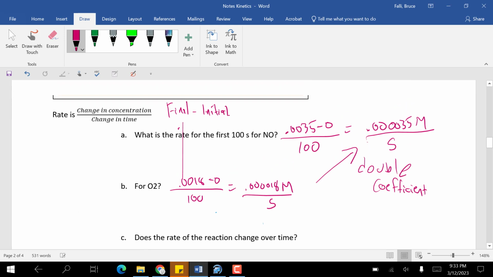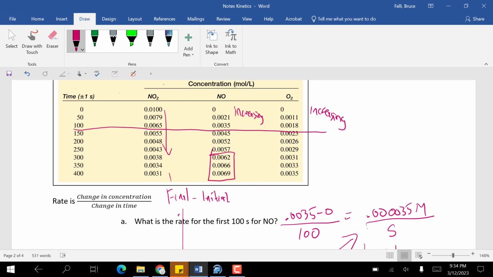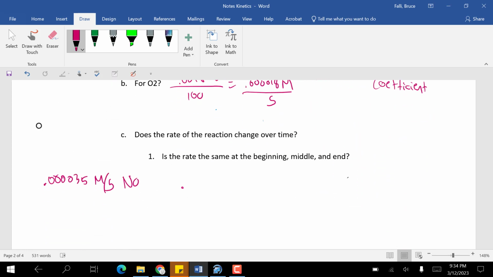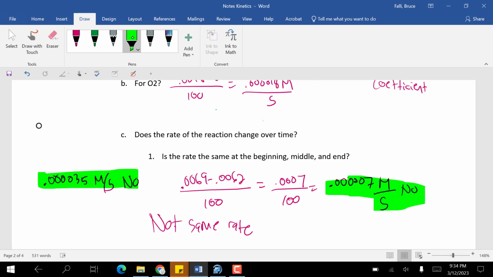So I'm going to check the last 100 seconds. So from 300 to 400, it went from, remember, it's final minus initial, 0.0069 minus 0.0062 over 100. So that's 0.0007 divided by 100. So that's 0.000007 mole per second. NO. Notice it's not the same. Sometimes you're generous with your rounding, but man, that's not even close, right?